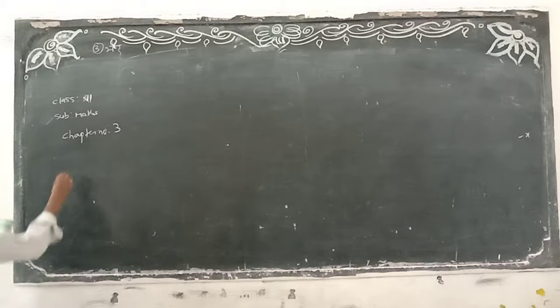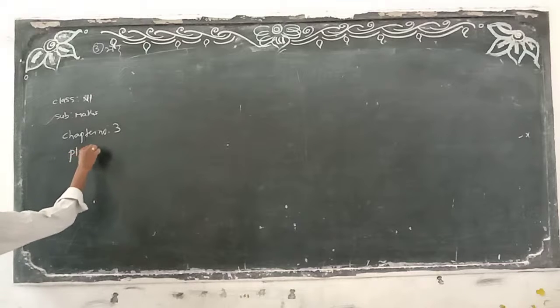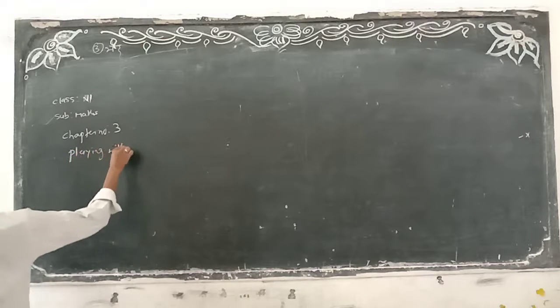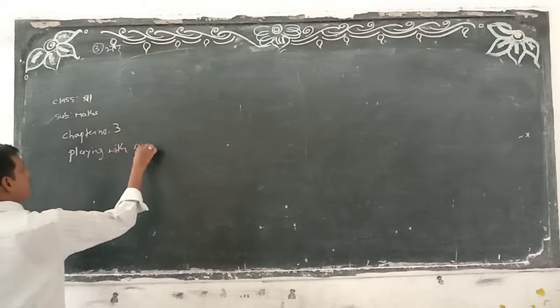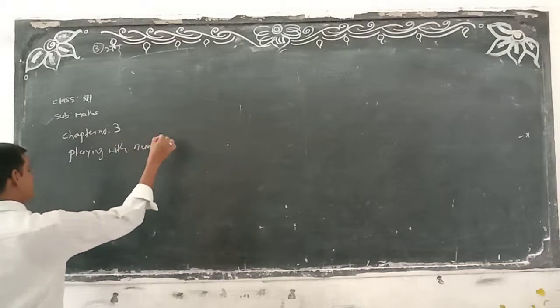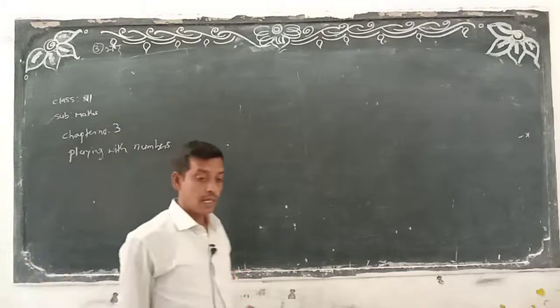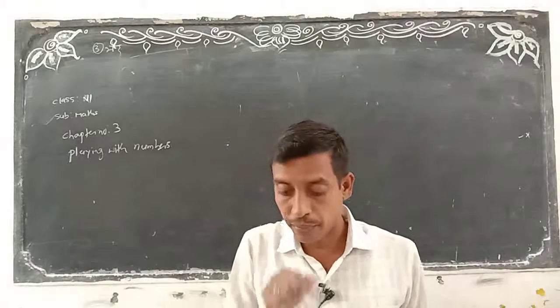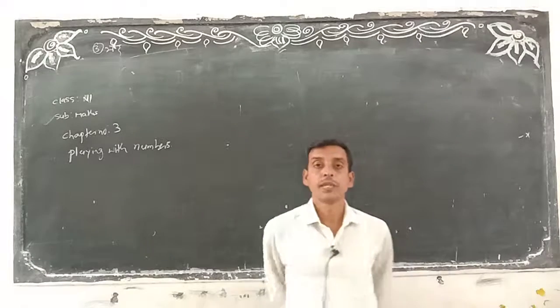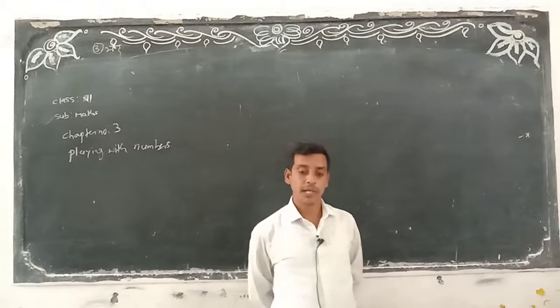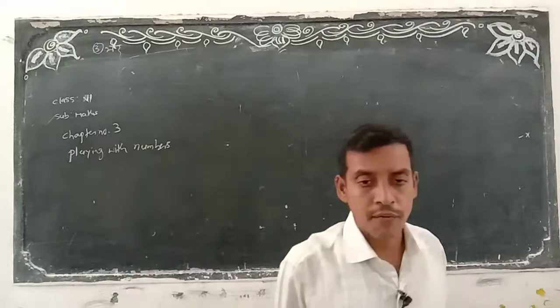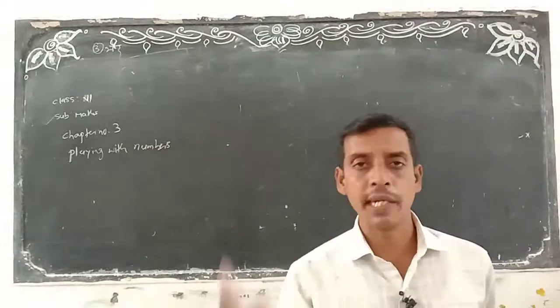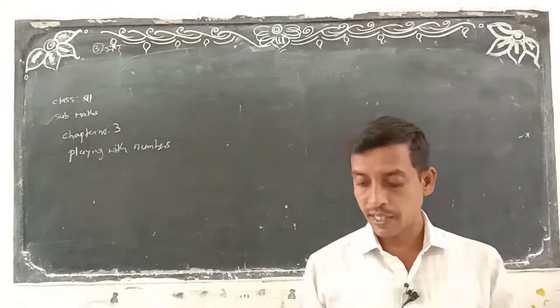Playing with numbers. Playing with numbers means what here? We don't just play with the numbers. Playing with the numbers means the hardcore. We have learned in the 4th and 5th class the divisibility rules: divisible by 2, divisible by 3, divisible by 5, divisible by 7, like that.